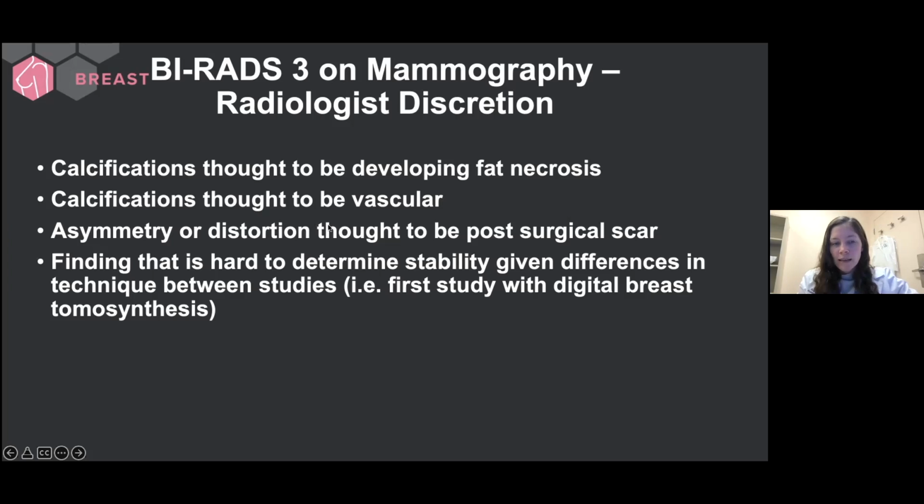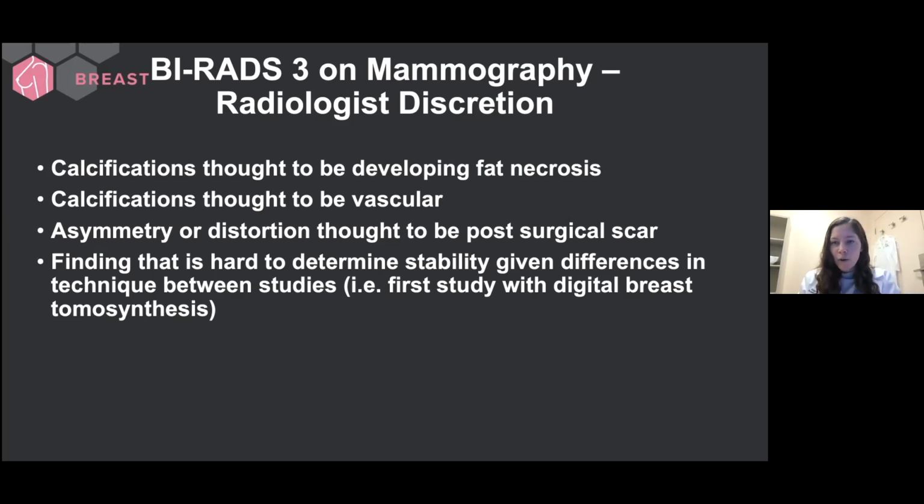The third one is an asymmetry or a distortion that's thought to be a post-surgical scar. I know in our group, we do this very infrequently. We try to use scar markers and really try to determine at the time of the diagnostic workup whether this is related to a prior surgery. And if we can't do that with confidence, then we would want to do a biopsy because we know, especially, distortion has a high chance of malignancy. But the BI-RADS Atlas does say if you think it's probably post-surgical scar, but without 100% certainty, that might be a reasonable BI-RADS 3 indication.